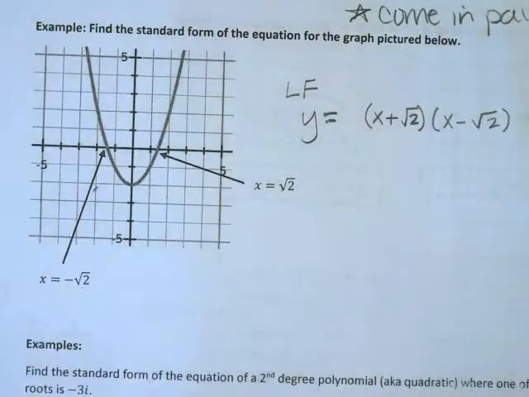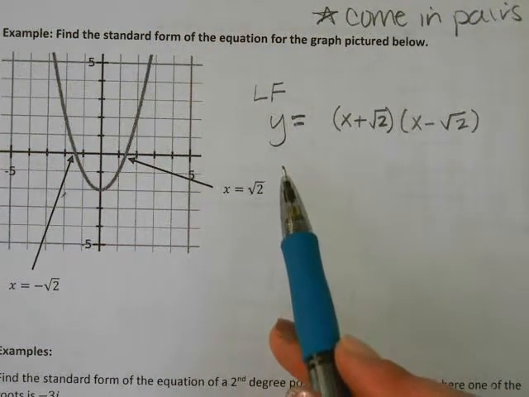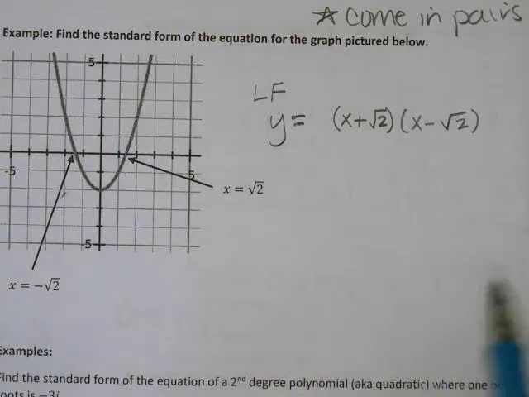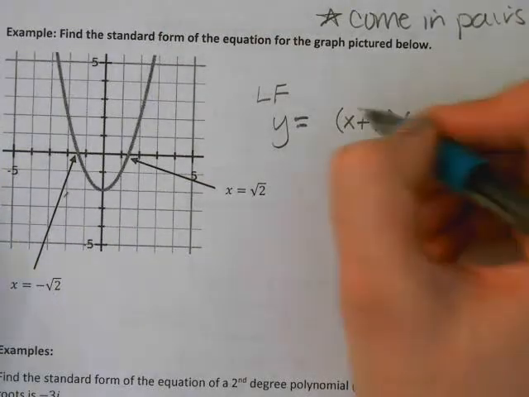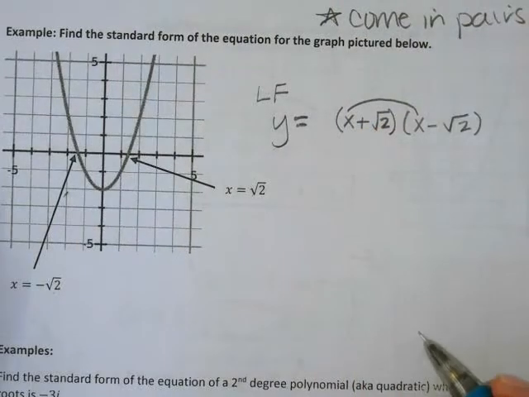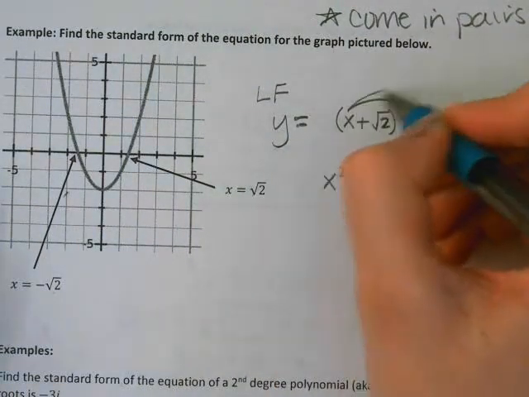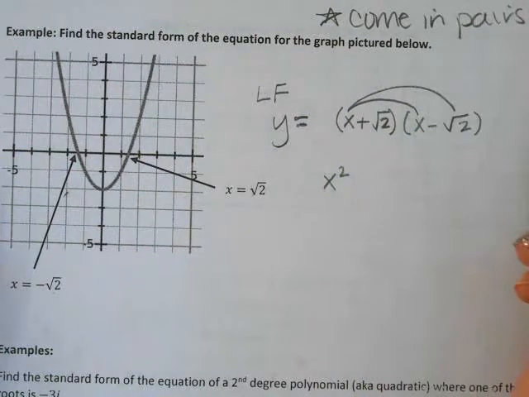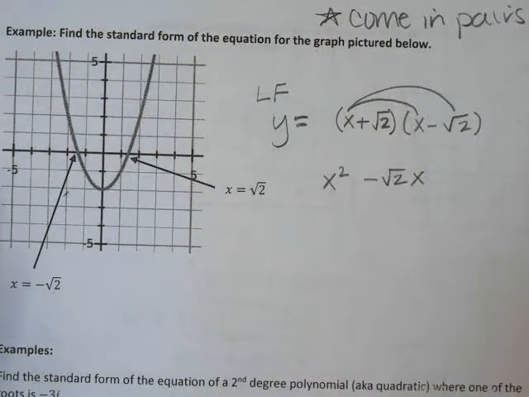So there's the linear factorization, but is that what they were looking for in the instructions? No, they wanted standard. So what does that mean we have to do? We have to FOIL it or use the box. It looks worse than it is, so give it a second. If we start to FOIL it, we're going to have x times x is x squared. X times negative square root 2 is negative square root 2x. You don't actually have to do much.